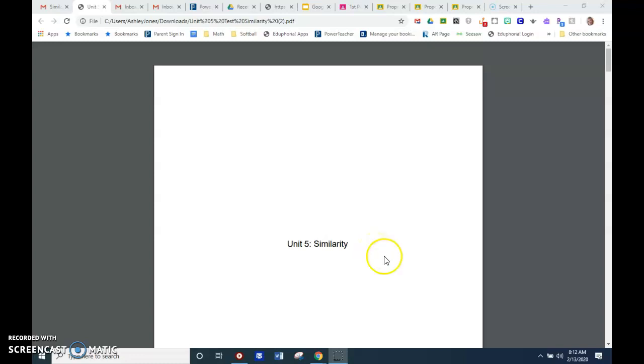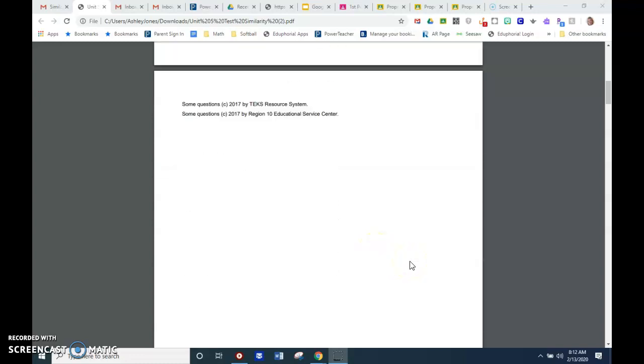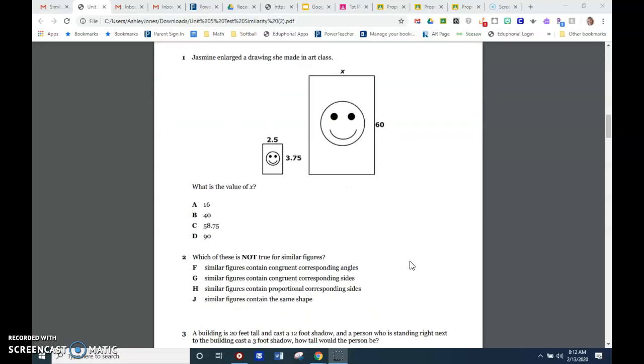Unit 5, Similarity. Number 1. Jasmine enlarged a drawing she made in art class. What is the value of x? A, 16. B, 40. C, 58.75. D, 90.